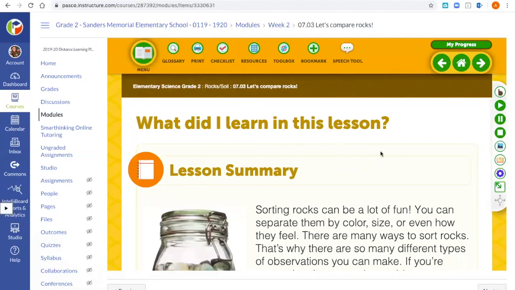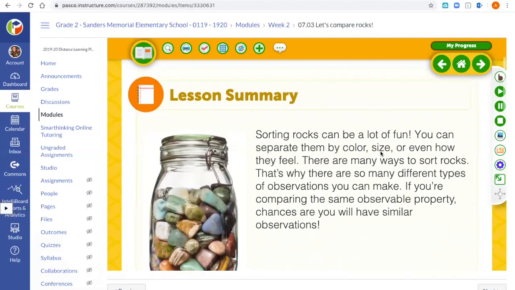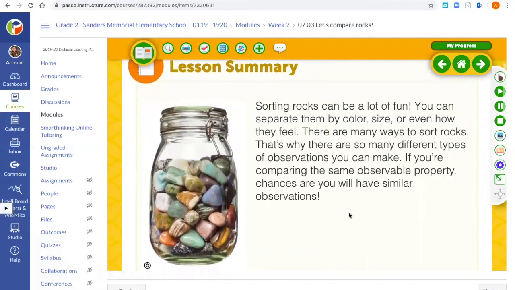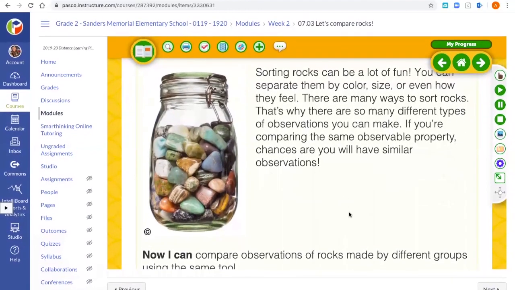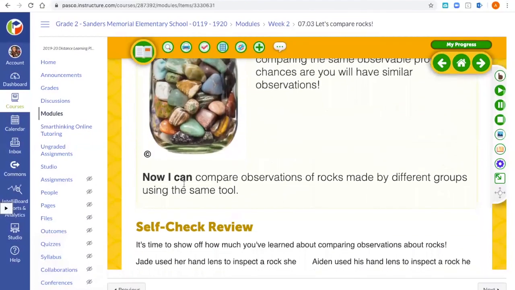What did I learn in this lesson? Lesson summary. Sorting rocks can be a lot of fun. You can separate them by color, size, or even how they feel. There are many ways to sort rocks. That's why there are so many different types of observations you can make. If you're comparing the same observable property, chances are you will have similar observations. Now I can compare observations of rocks made by different groups using the same tool.